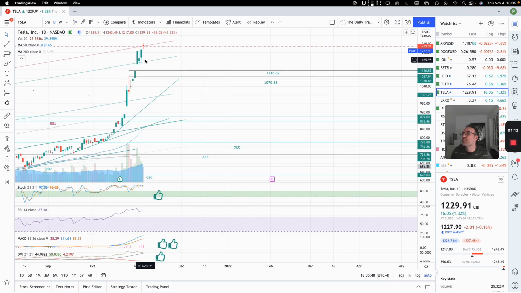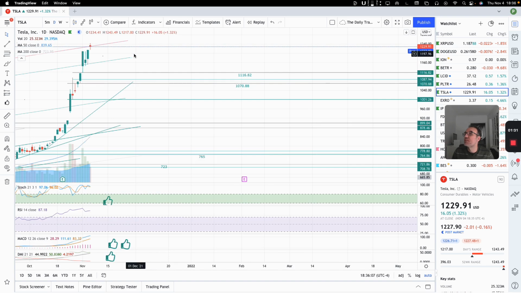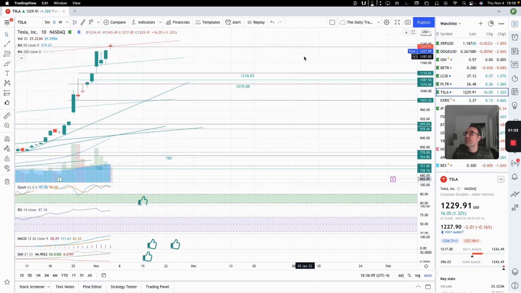And yes, you like numbers. So the first resistance, I would say, is 1227.90. And the second resistance is now 1230.89, because these are diagonal support and trend lines and resistance lines. Their number changes every single day. This is why we need a chart.